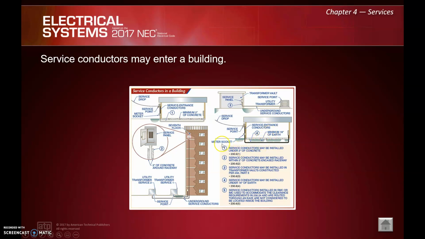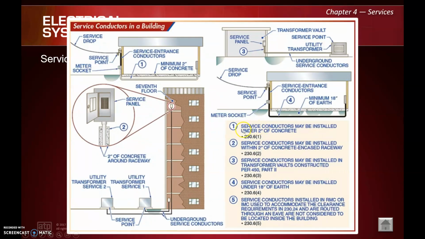In this case, maybe we don't have the concrete. They have 18 inches of earth for the example that they're giving us. But the biggest issue is those conductors, until they hit the main disconnecting point, are unfused. We can't have that in our building. So it's either got to hit the main disconnecting point and become fused, or we have to be under 2 inches concrete, under 18 inches of earth. A couple other exceptions there, right?